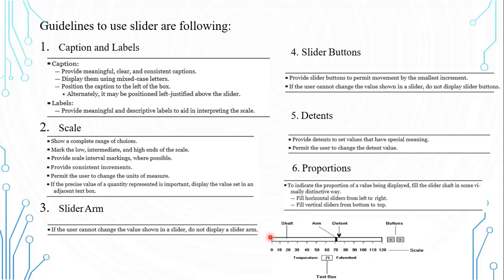That has to be marked. So lower value 0, higher value 120, or intermediate value 60. Okay, this can be shown on the screen or scale.